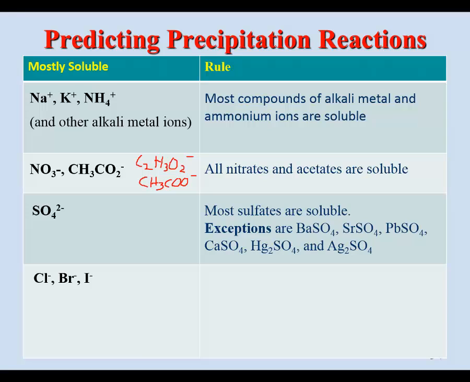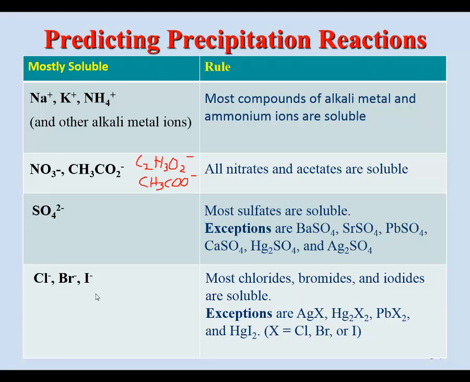Now, if I see ionic compounds, if I see salts that contain chloride, bromide, or iodide, I expect that when I see those ionic compounds where I have chloride, bromide, and iodide paired up with cations, they're usually soluble. There are a few exceptions that you must learn. If you see chloride, bromide, or iodide paired up with silver, mercury 1, or lead 2, the X here represents the chloride, bromide, or iodide.